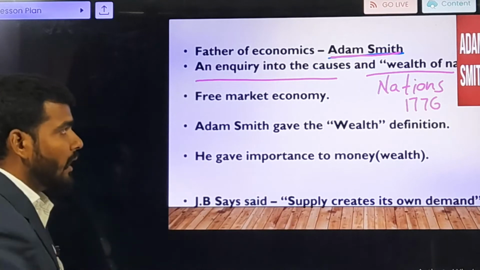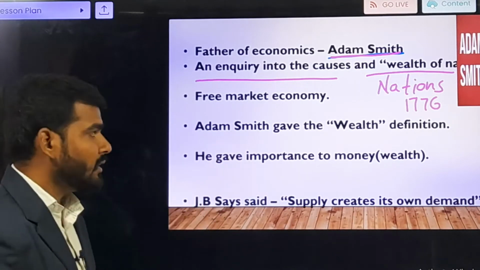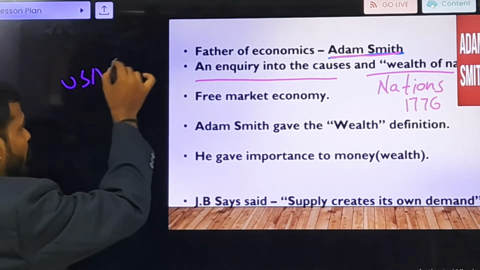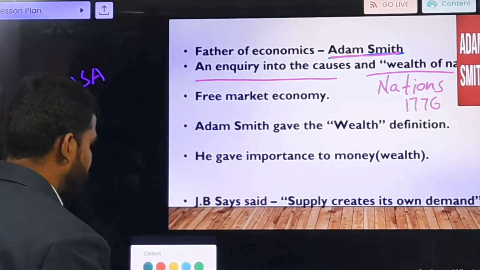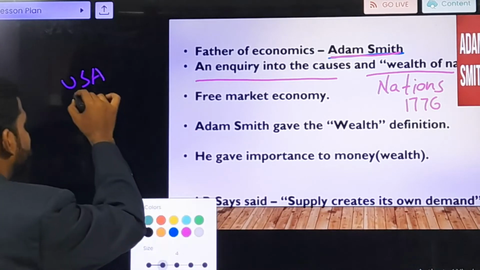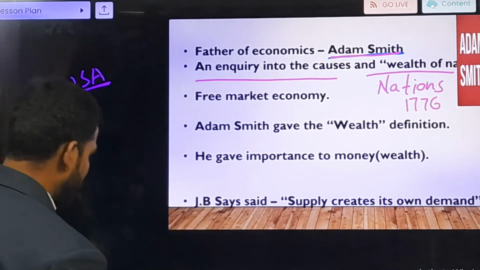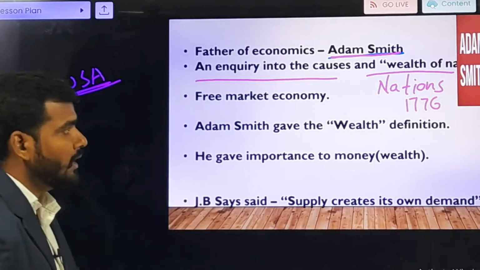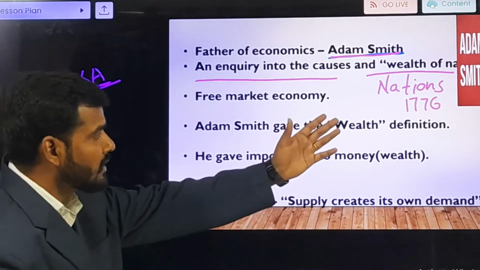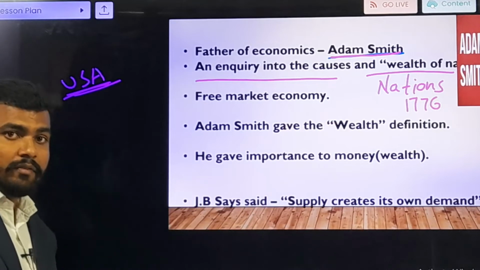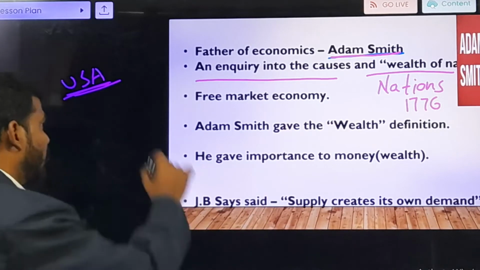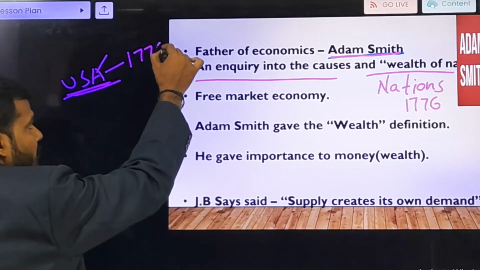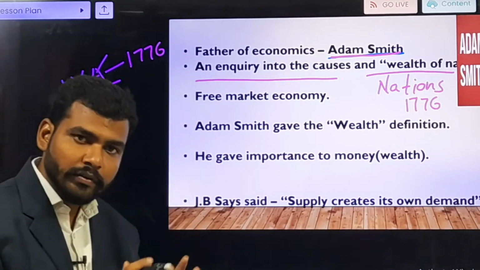See, when we talk about Adam Smith, we are talking about the USA scenario. Okay na? We are not talking about India. We are talking about USA, and particularly the time which is 1776. First thing you should remember: we are talking about USA and we are talking about 1776. We are not talking about 2022.